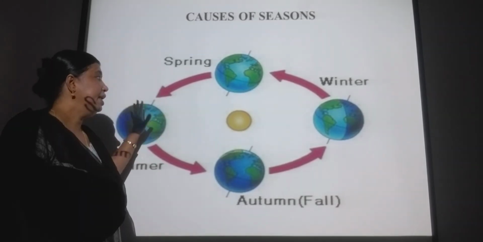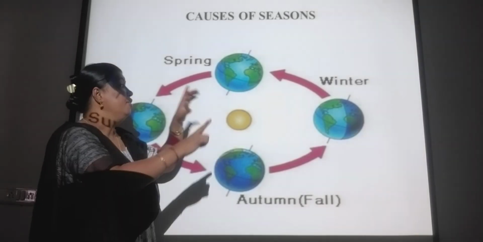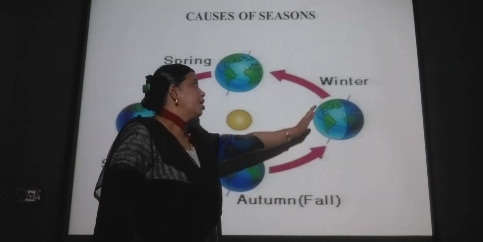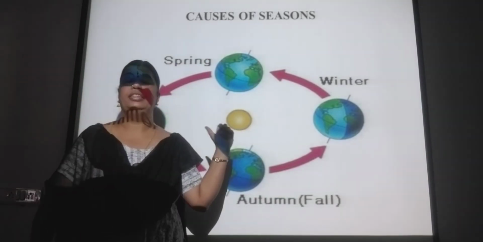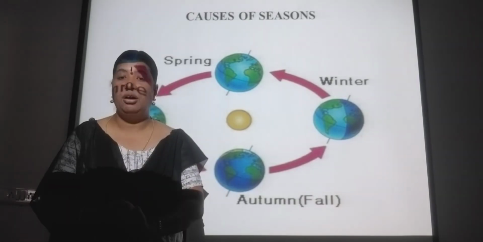Understood, children? Mainly it depends upon the axis. As the earth's axis is tilted, we are able to get the seasons, and as the earth is moving around the sun, we are able to get the seasons. Yes, I hope you must have understood by now, children.